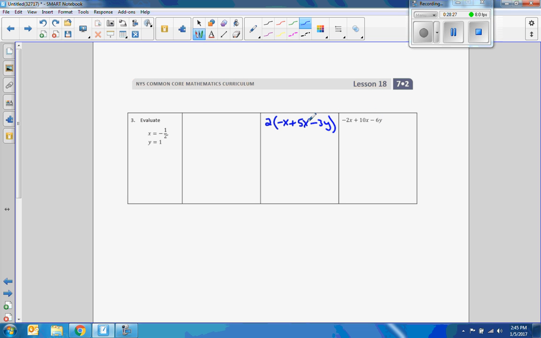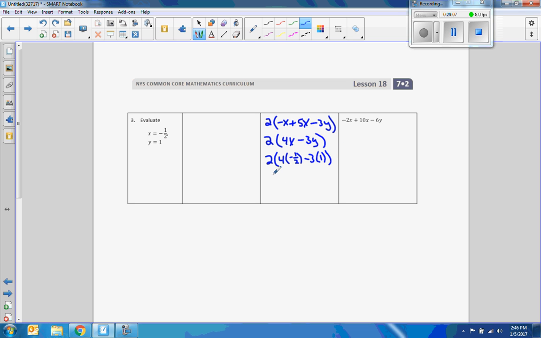So this is what we have here. Now this minus x plus 5x, they're like terms, is what that's called. So I can combine them, and a minus 1 plus 5 is a 4x minus 3y. So now I have a binomial times this 2 here. Now we can substitute in our values. So it's 2 times 4 times x, which is negative 1/2, minus 3 times y, which is 1.